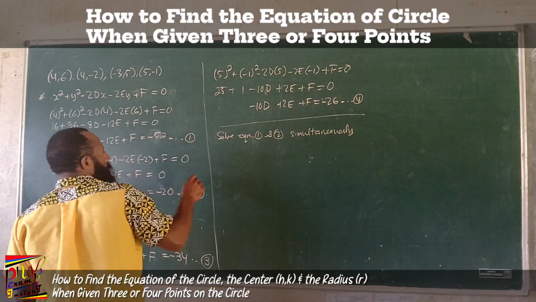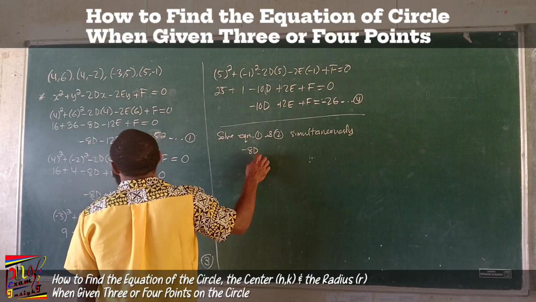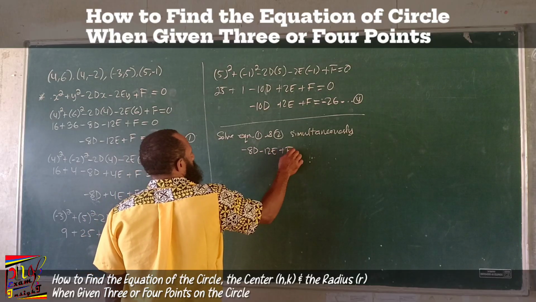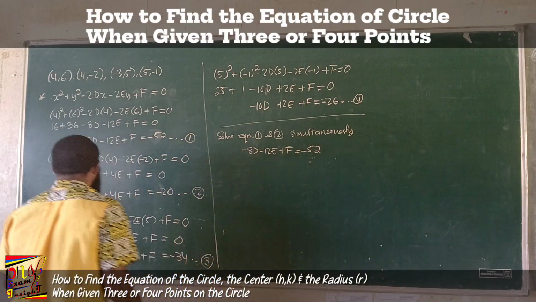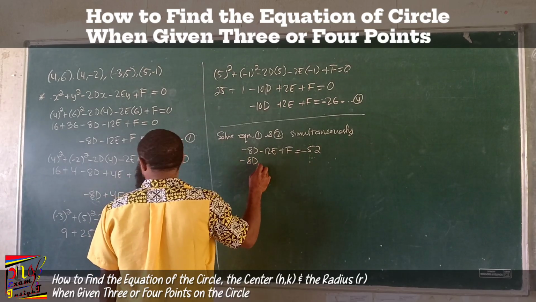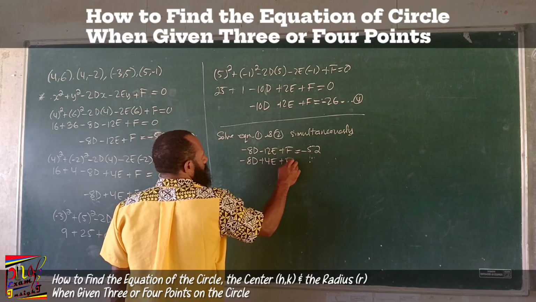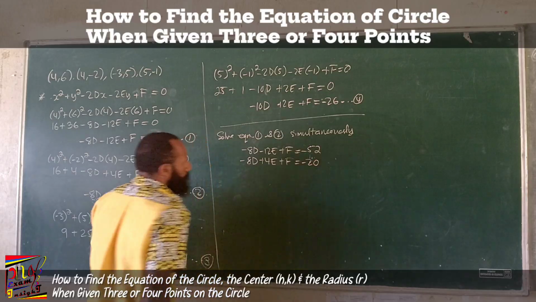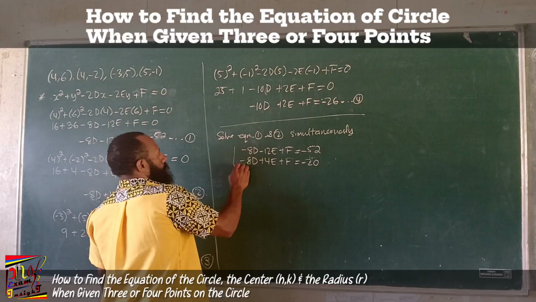Okay, here 1 and 2. So let me write again. Equation 1: minus 8D minus 12E plus F equals minus 52. Okay, equation 2 we have minus 8D plus 4E plus F equals minus 20. Alright. By seeing here, we can eliminate 2 unknowns here.